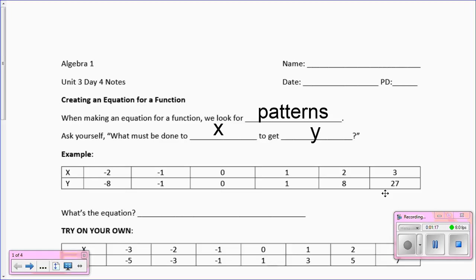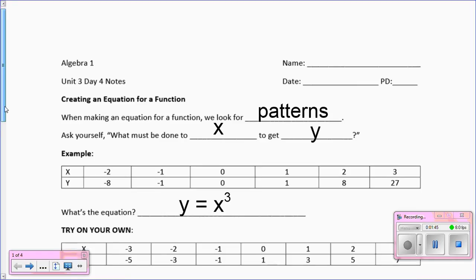If you look at the y's, though, 1, 8, and 27, do you notice anything special about them? Those are all perfect cubes. So if I cube the 1, I get 1. If I cube the 2, I get 8. If I cube the 3, I get 27. If I cube -1, I get -1. If I cube -2, I get -8. If I cube 0, I get 0. So it looks like I'm cubing the x in order to get the y, which would be my equation. Like I said, this one's going to take some time.